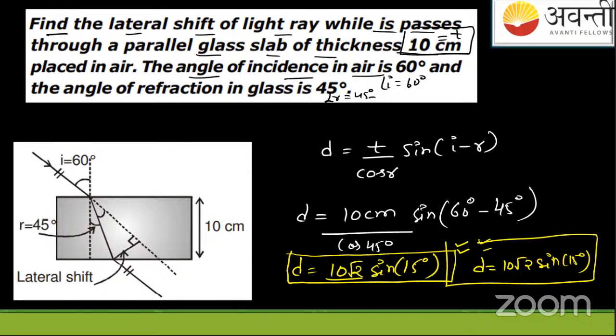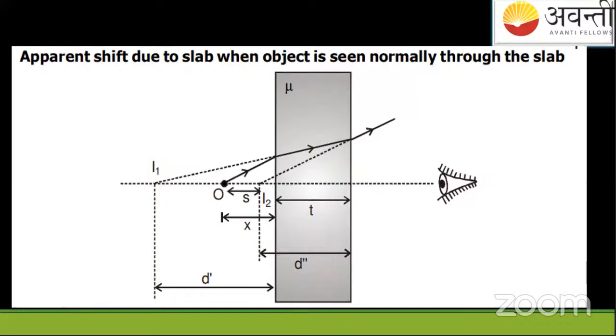So now let's move toward the next thing. We are having less time. One more thing, students: apparent shift due to a slab when the object is seen normally through the glass slab. But before this, because we are having less time, I would like to clear some other topics related to this. Okay, let us see this topic only.